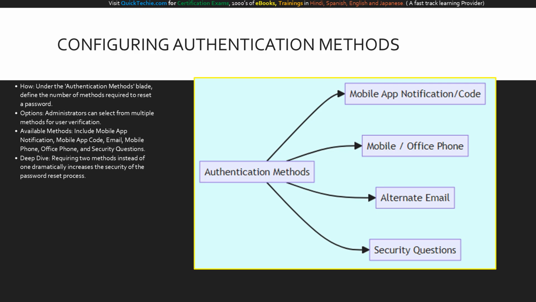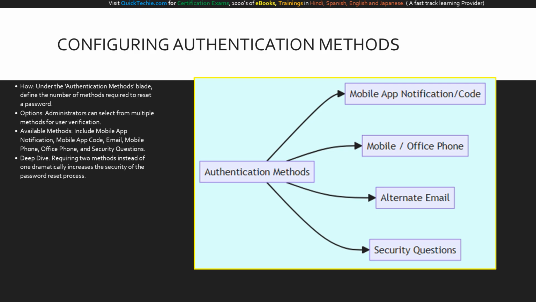Microsoft Entra ID offers a robust list of options, including mobile app notifications, mobile app codes, email, mobile phone SMS or voice, office phone, and traditional security questions. Giving users flexibility ensures they don't get locked out if they lose access to one specific method, like their phone. This diagram illustrates the buffet of authentication options available to you as an administrator.